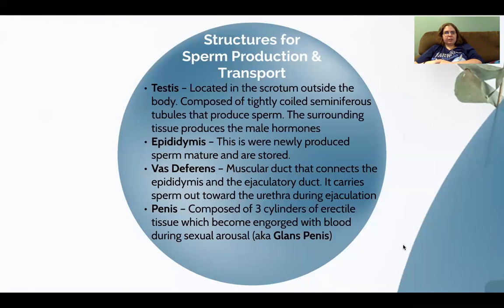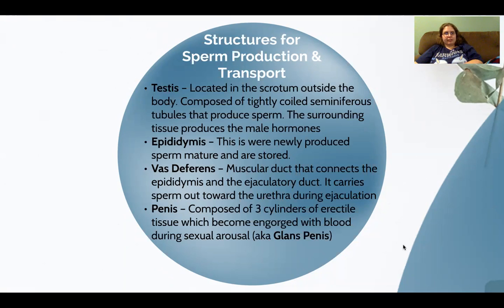Now, the testes themselves are composed of tightly coiled seminiferous tubules. So these are little tubules, essentially little tissue tubes that will go through meiosis and produce the sperm. The surrounding tissues around the seminiferous tubules are what will help produce a lot of the male hormones like testosterone.